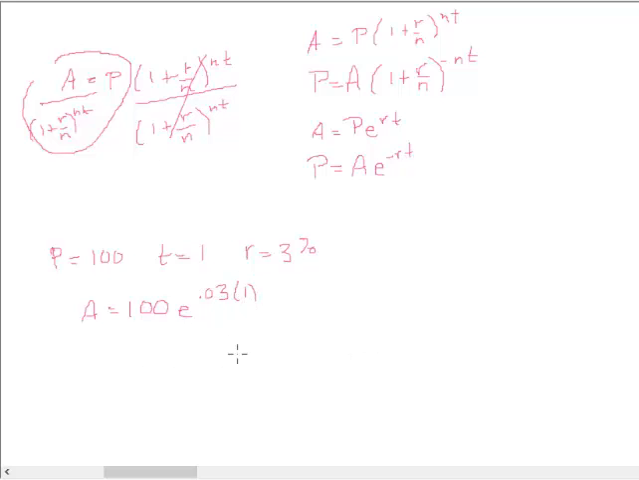So this time when you go to plug into your calculator, you need to use the e to the x button. And again, practice this, and if you're not getting the correct numbers, then let me know so I can help you figure your calculator out. So you should get 103.05 rounded to the nearest hundredth.